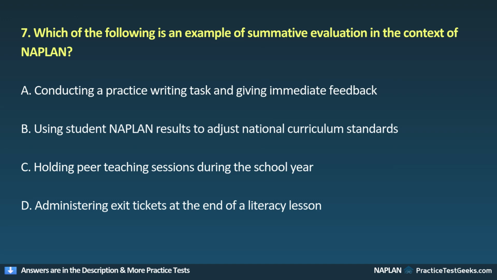7. Which of the following is an example of summative evaluation in the context of NAPLAN? A. Conducting a practice writing task and giving immediate feedback. B. Using student NAPLAN results to adjust national curriculum standards. C. Holding peer teaching sessions during the school year. D. Administering exit tickets at the end of a literacy lesson.